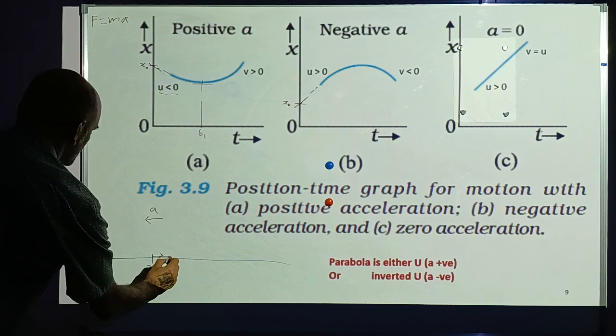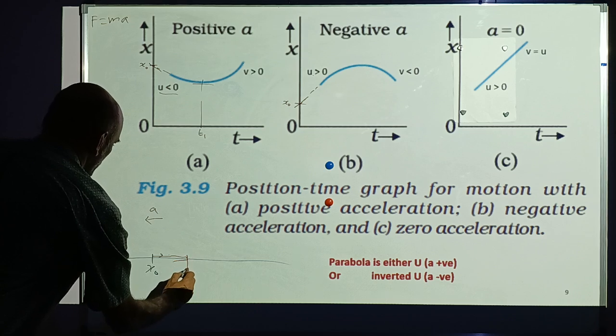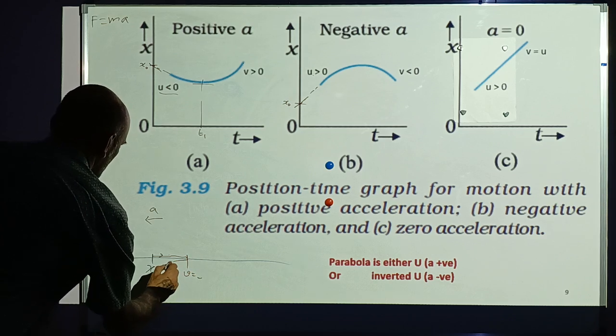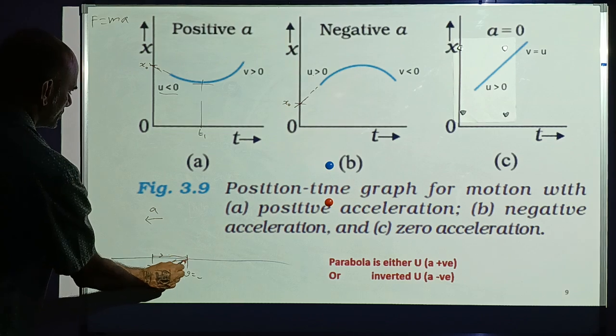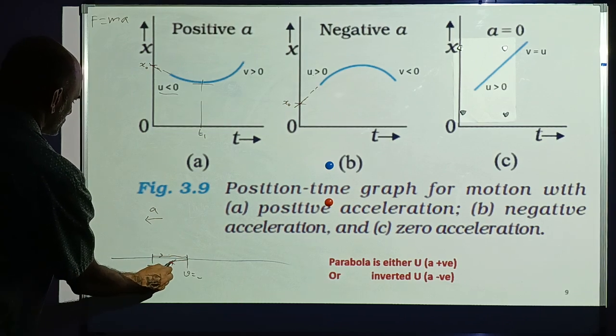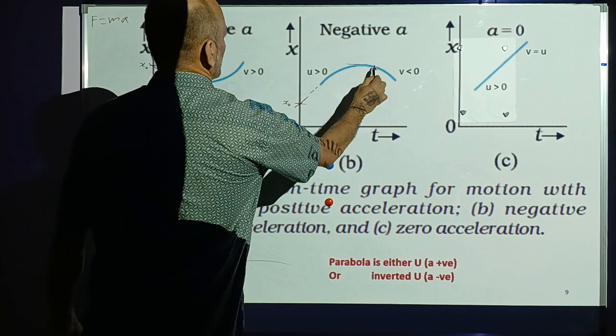So the velocity will keep on decreasing. After some time, it will become 0 at this turning point, and it will become negative. So initial velocity is positive from here to here, 0, and from here the velocity is negative. So the thing will go on like this.